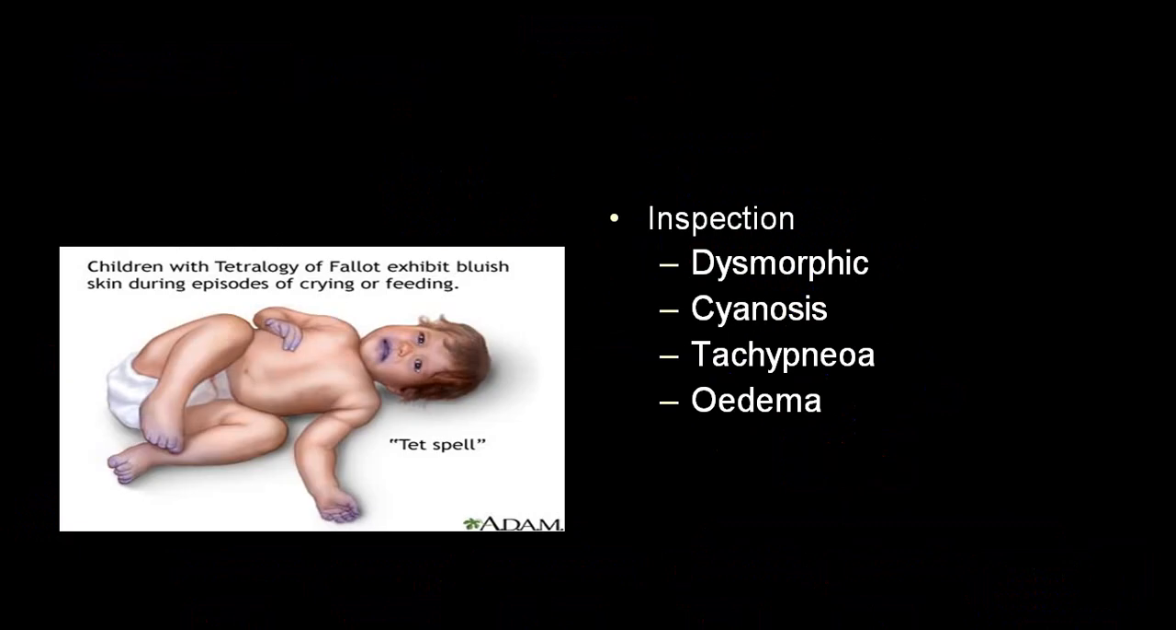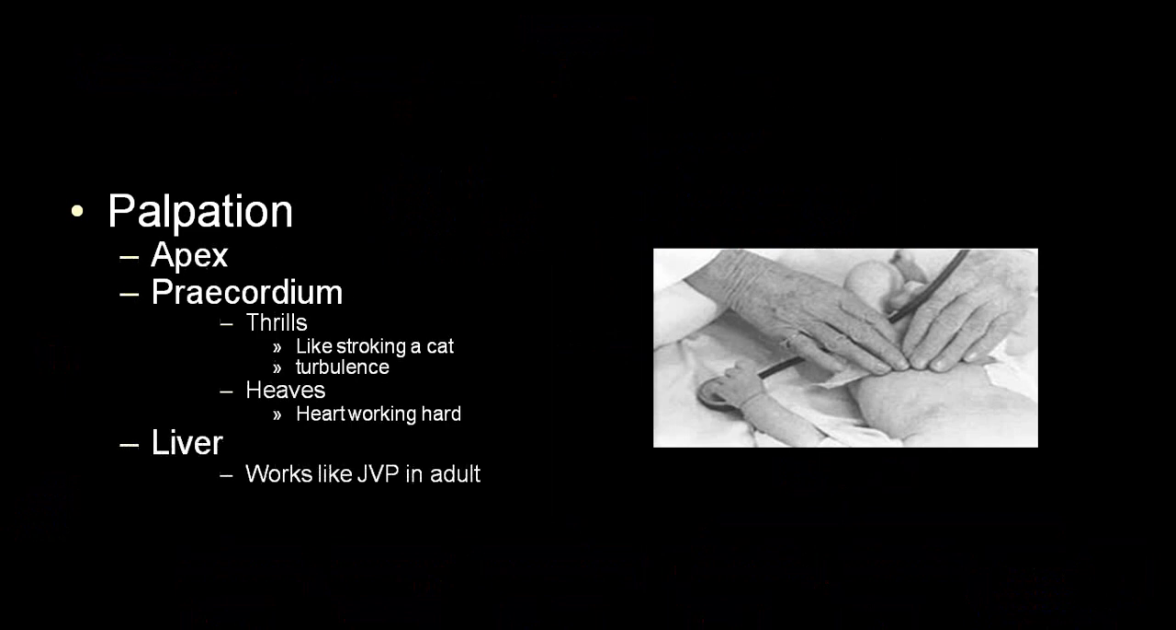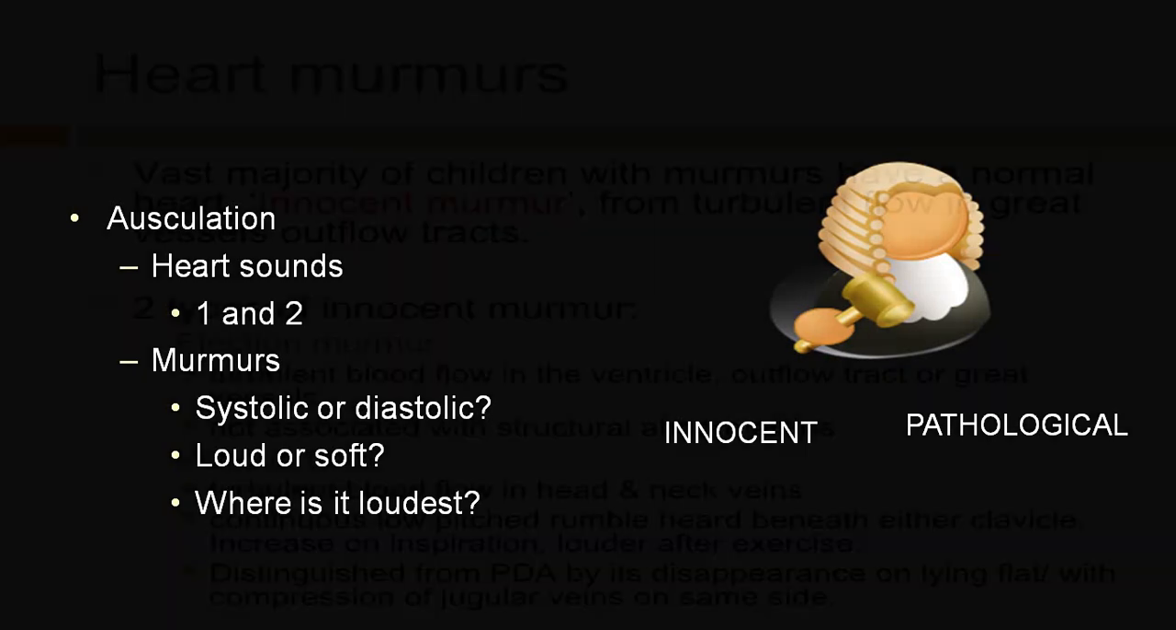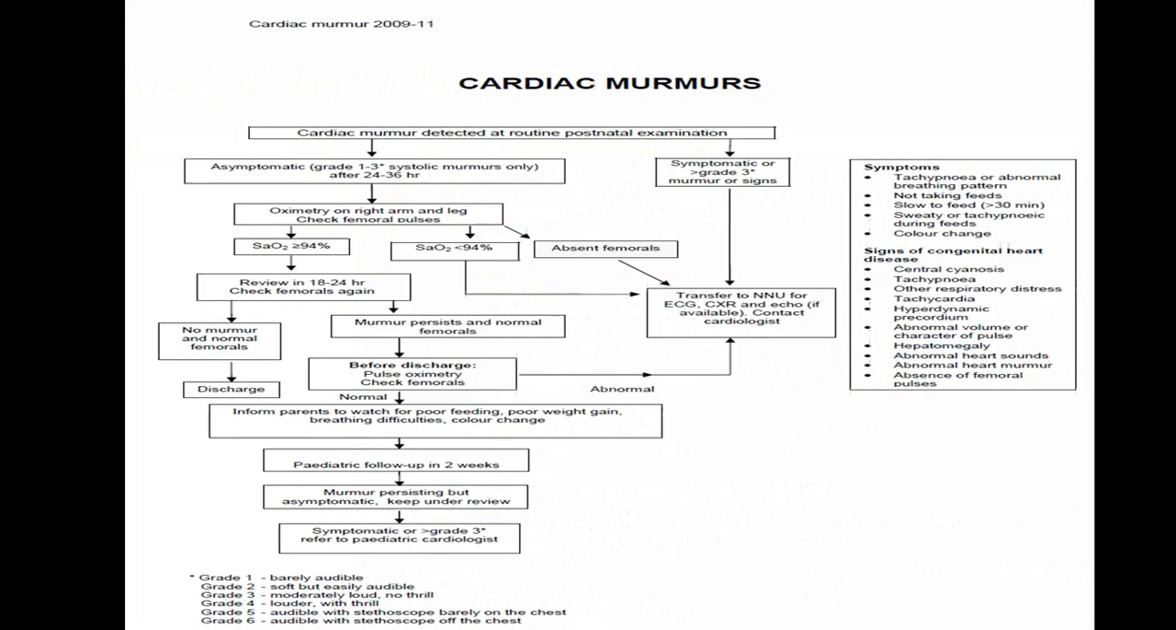So after doing a good examination, inspection, look for cyanosis and clubbing, palpate, look for liver, spleen, JVP, auscultate for different murmurs, systolic, diastolic, etc., and try to identify whether it is an innocent murmur or a defect which is producing the murmur.